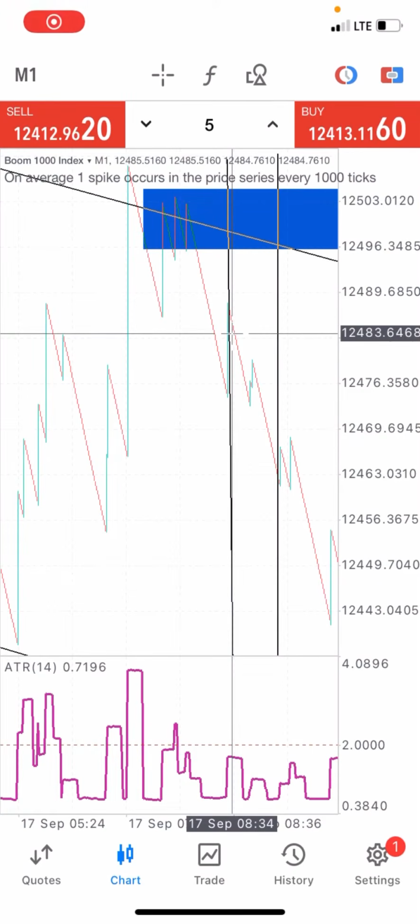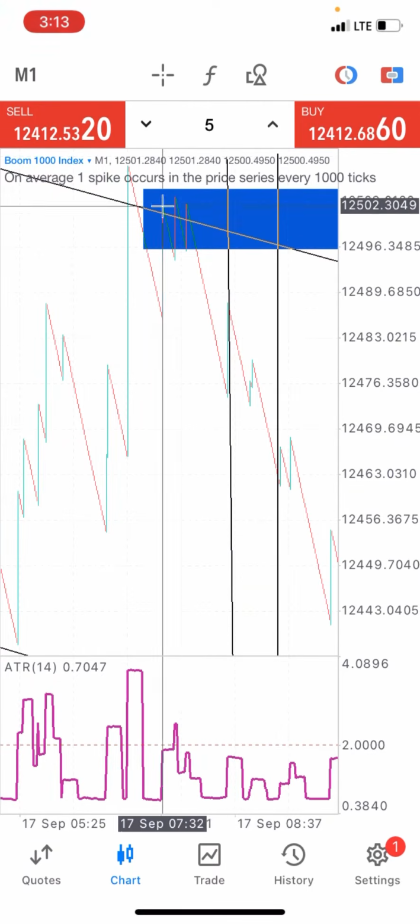All right, guys, in today's video I'll be showing you the ATR indicator, what it is and how I utilize it to milk the Boom 1000 and Crash 1000 markets, right? So just stay put, make sure that you watch this video to the end to get full information on how this powerful indicator works, of course, with a powerful strategy that I'm going to show you guys.